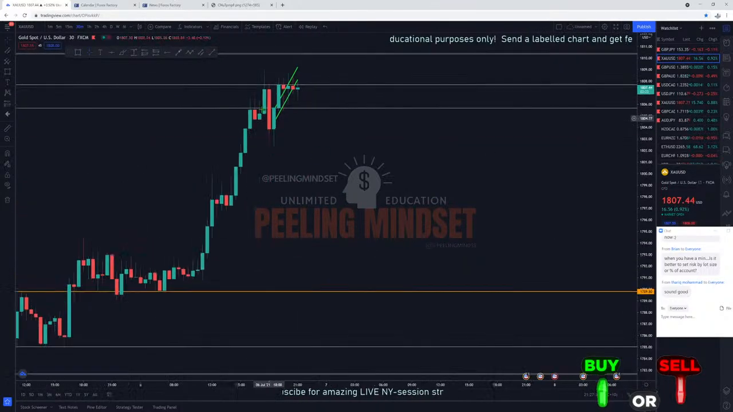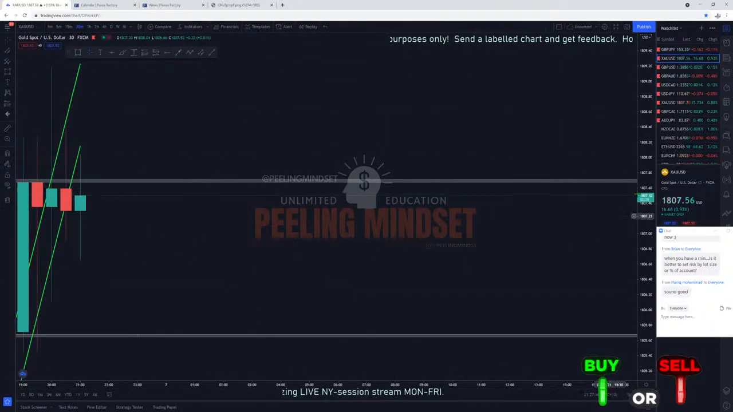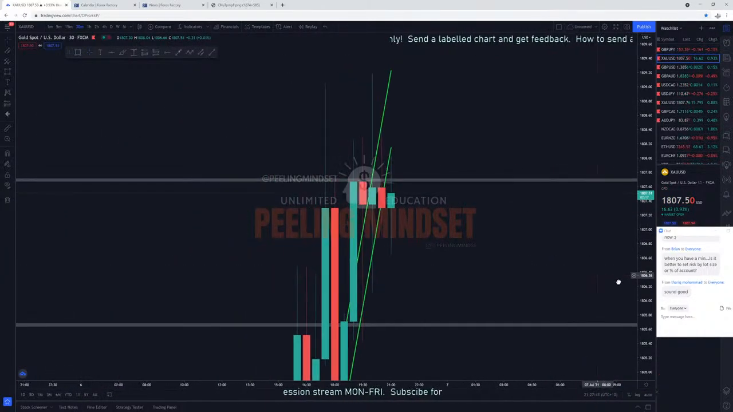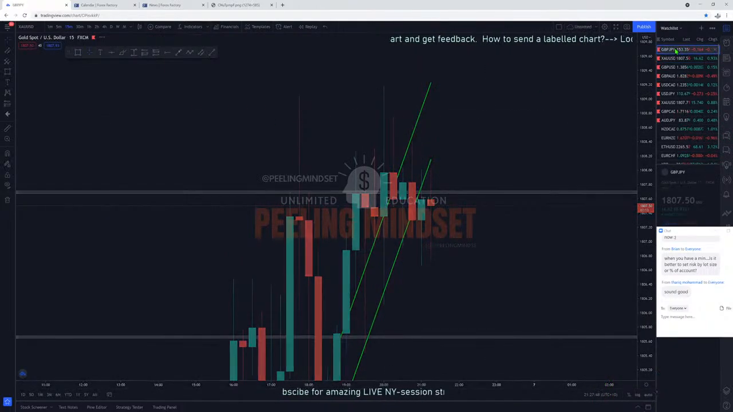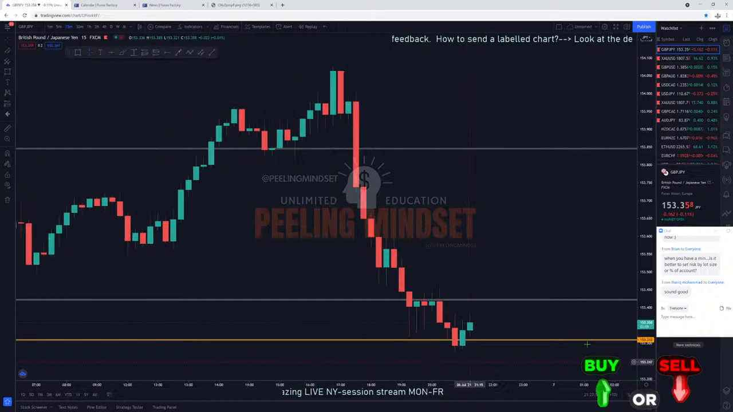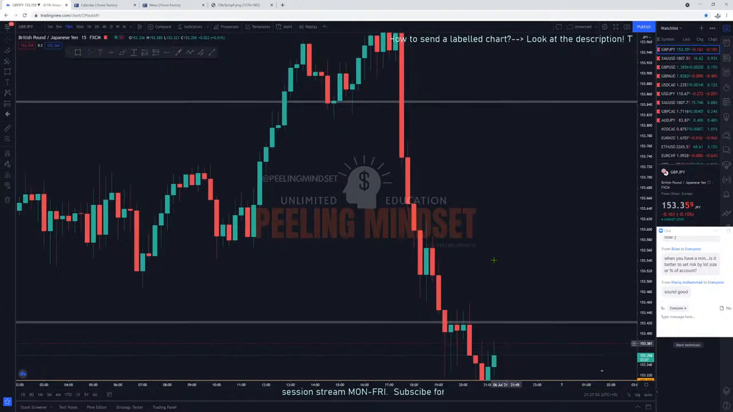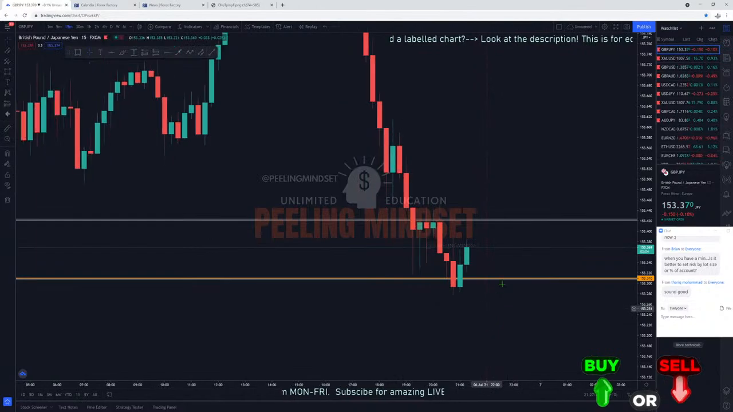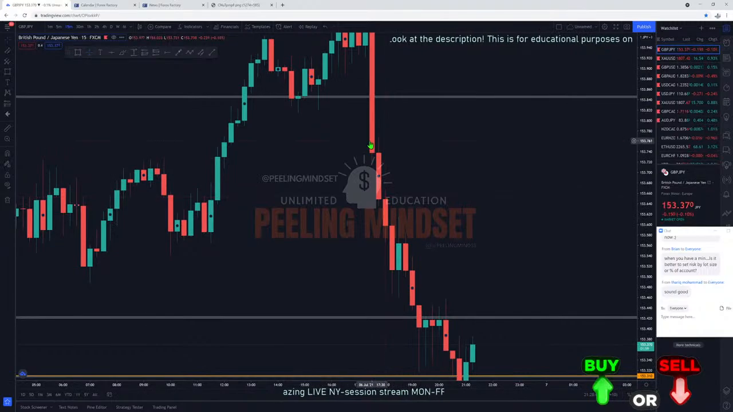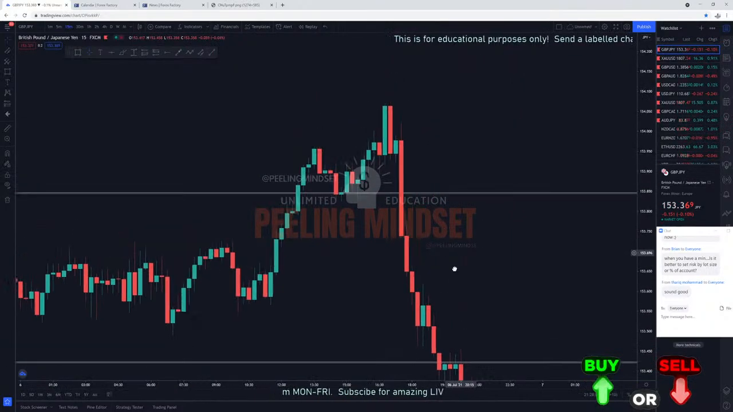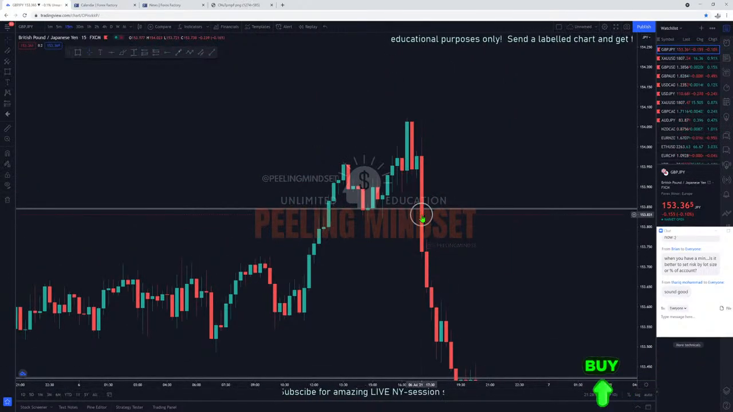Gold is ranging side by side. Pound JPY is still hanging around there, so we have to wait. All of these moves happened in the London session, man. Whoever was trading London today, they got paid. They definitely got paid. London session was really rewarding.